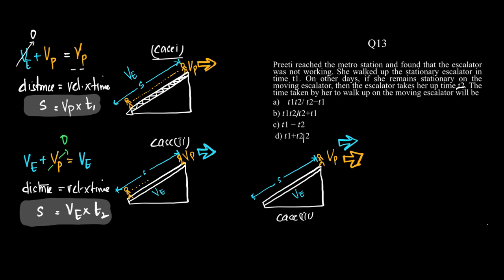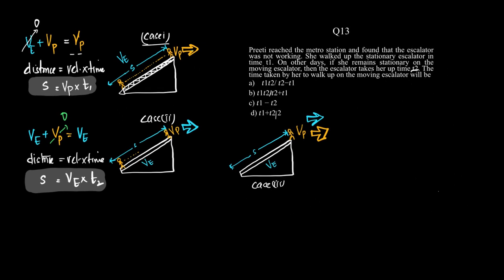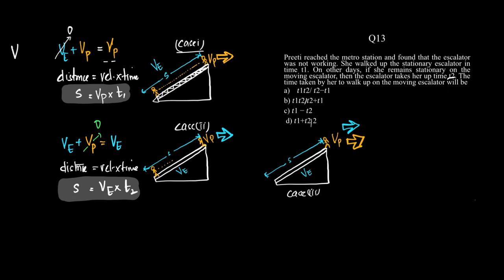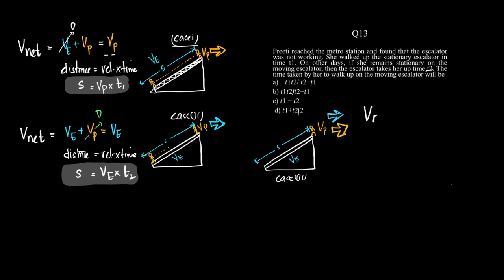Now to understand the third part, let me introduce V net in every case. V net is equal to the sum of two velocities, so V net is equal to Ve plus Vp. In this case V net is equal to Ve plus Vp. But are any of them 0? No, because it says the time taken by her to walk up the moving escalator. Moving escalator means Ve is not equal to 0, and walking up means Vp is not equal to 0. So both of them have a velocity.